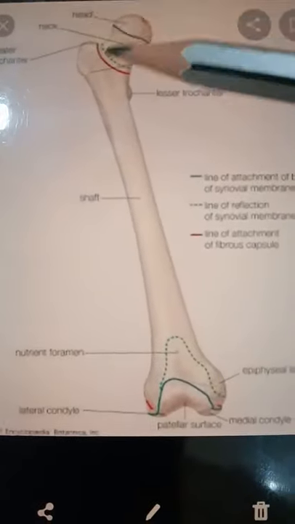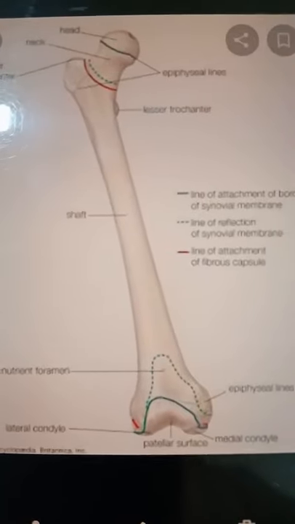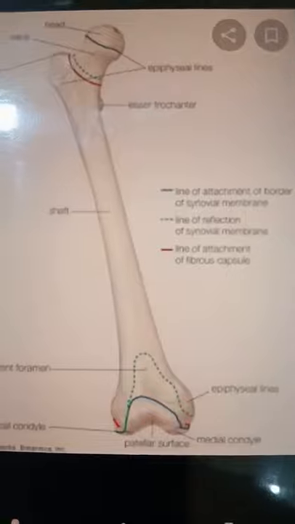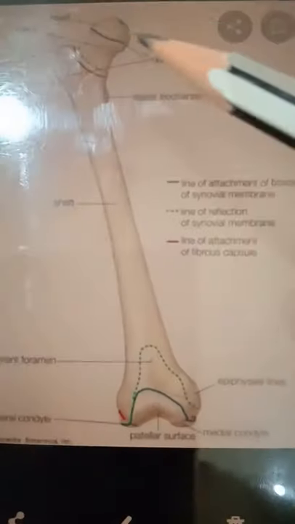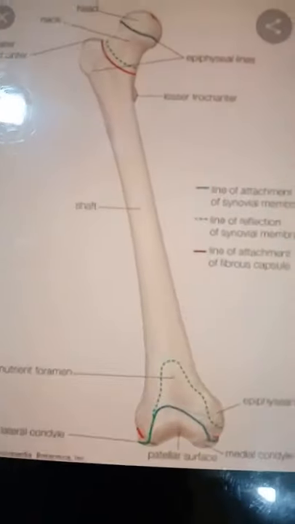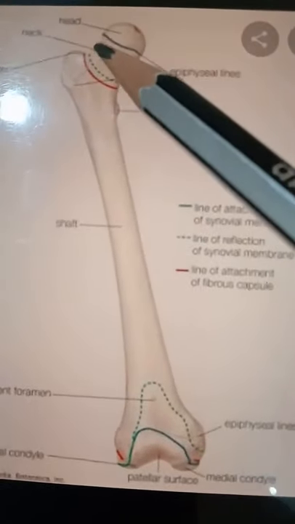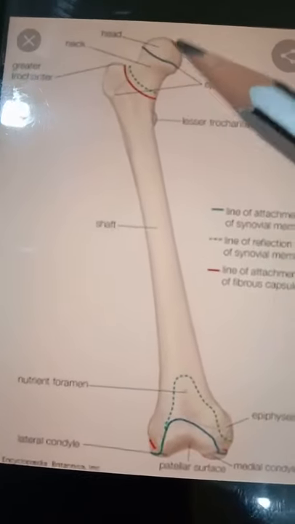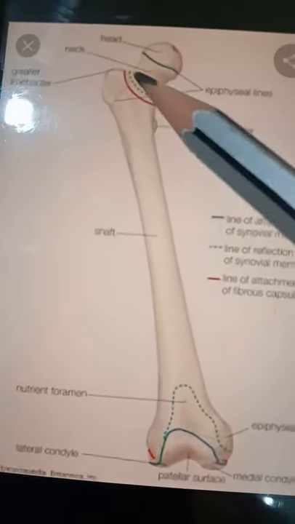So let's see, that is the greater trochanter. The greater trochanter is the quadrangular prominence located at the upper part of the junction of the neck with the shaft. This one. Then the upper border of the greater trochanter lies at the level of the center of the head.